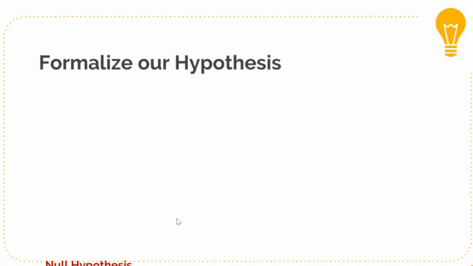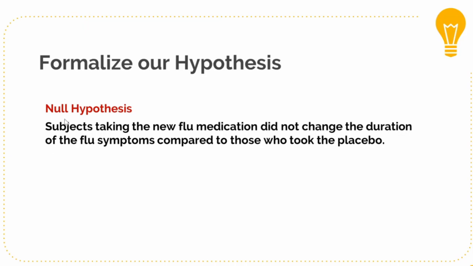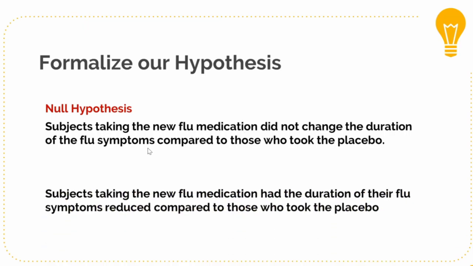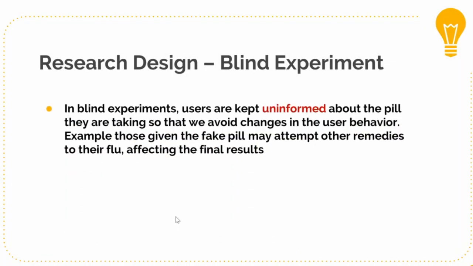So let's move on. So now let's formalize our hypothesis. This is the null hypothesis: subjects taking the flu medication did not change the duration of the flu symptoms compared to those who took the placebo. That is, the new flu medication had no effect. Subjects taking the new flu medication had the duration of their flu symptoms reduced compared to those who took the placebo, which is now our alternative hypothesis. So this means that the new flu medication reduced their flu symptom time. So it actually worked. So now let's go back to the experiment.